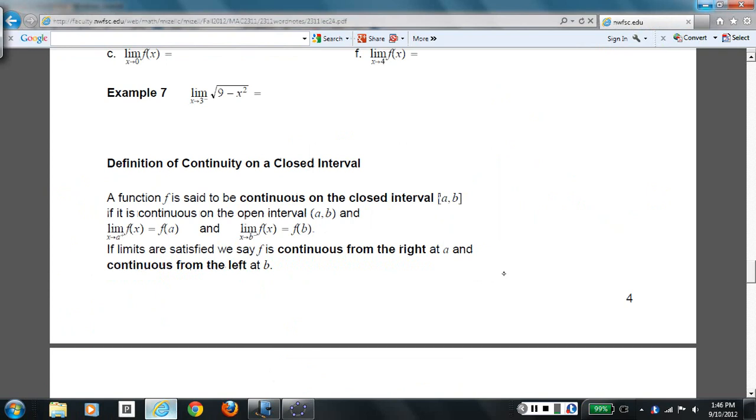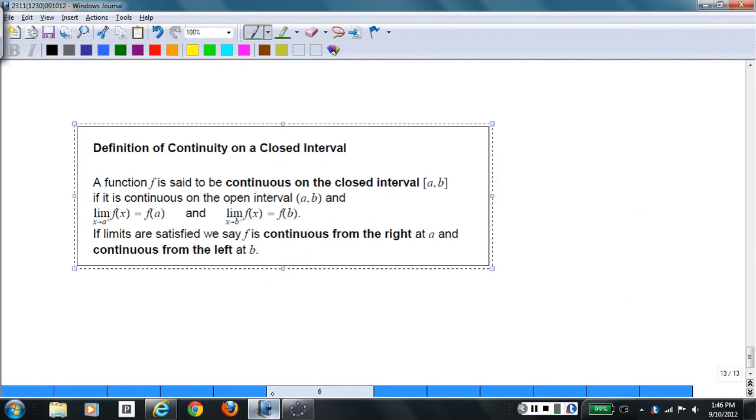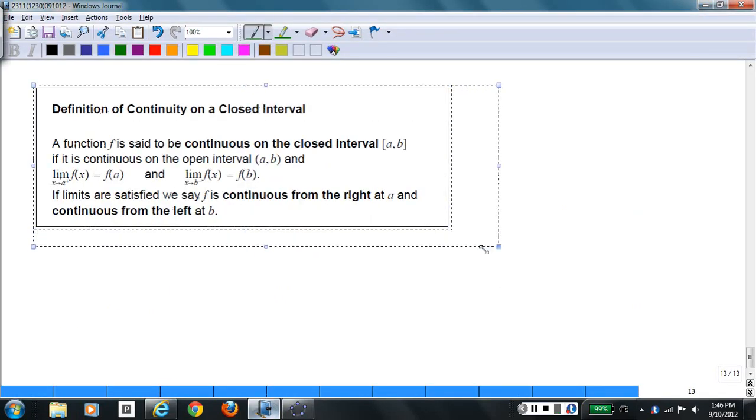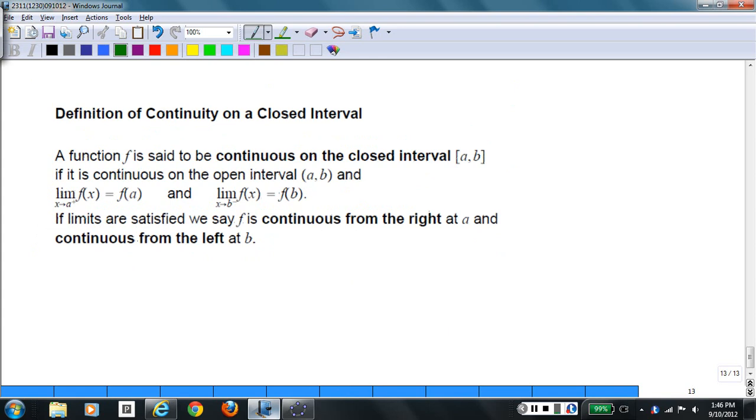And here's what has to happen. For a function to be continuous on a closed interval [a, b], it has to be first continuous on the open interval (a, b). So if we've got our function, and there's a, and there's b, I'm going to draw a portion of the graph like that.